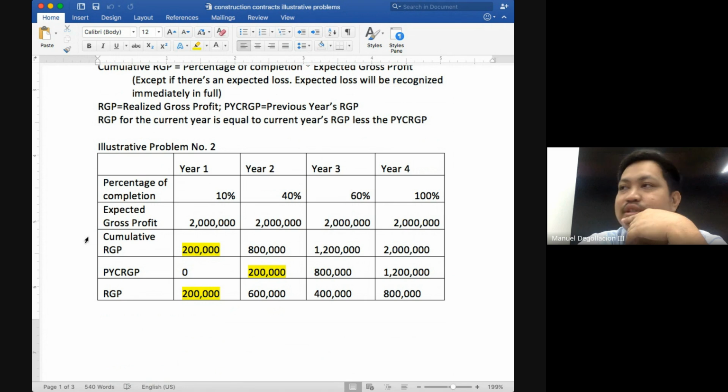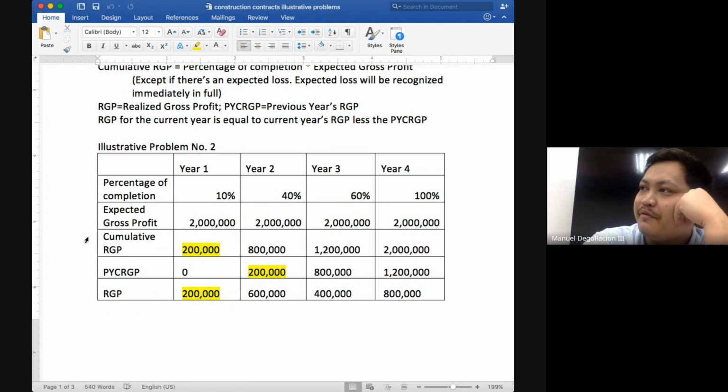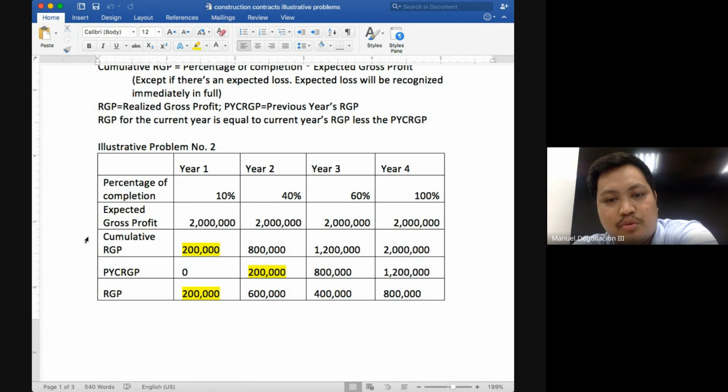Year 4, what's the status? It's already 100% complete. How much is the expected gross profit from the contract? If it's year 4, it's technically wrong to call it expected gross profit because it's already the final amount of profit that you would get. Okay, it's not an estimate anymore. But again, for consistency, we'll call it expected gross profit. So the expected gross profit of the contract is 2 million. Since it's already 100% complete, we have already earned the entire 2 million. But we will not be reporting 2 million this year because we have already reported some of the profit in the previous years.